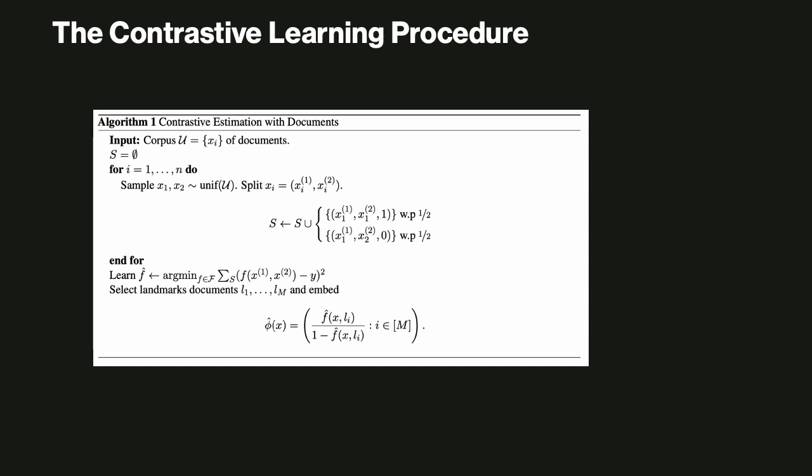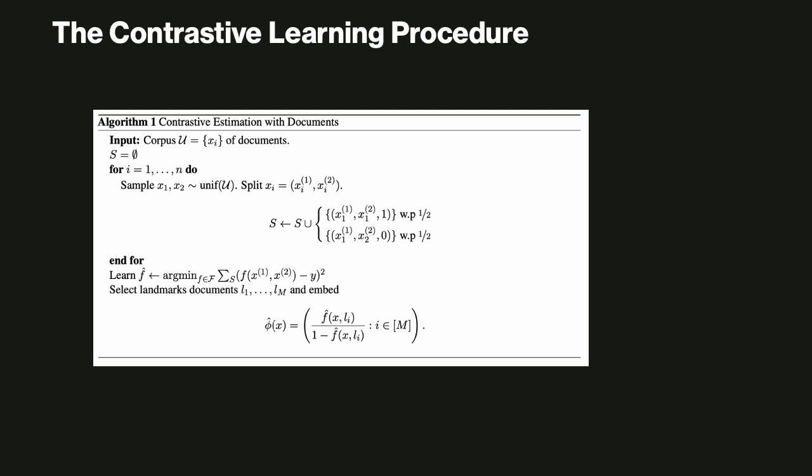So here you can see the actual algorithm being used. So as you can see, with probability half, a positive example is created, and with probability half, a negative pair, a dissimilar pair, is created. And the function we're trying to find minimizes the overall difference.